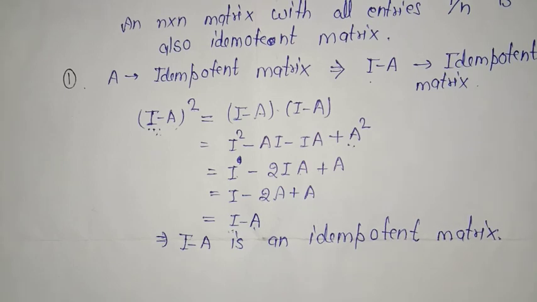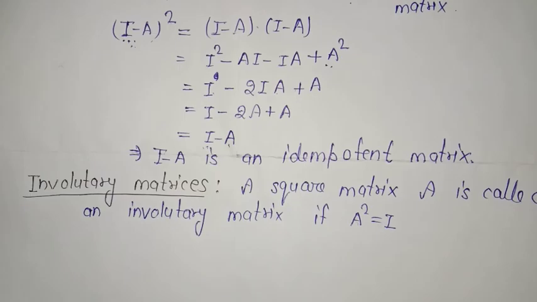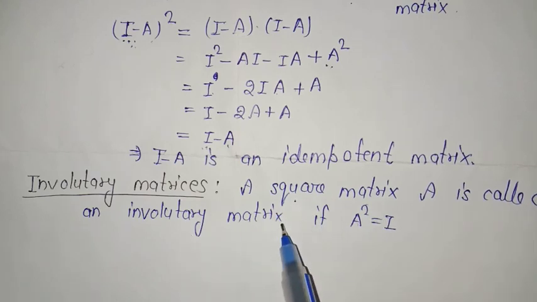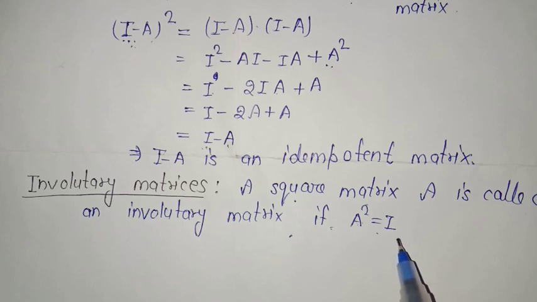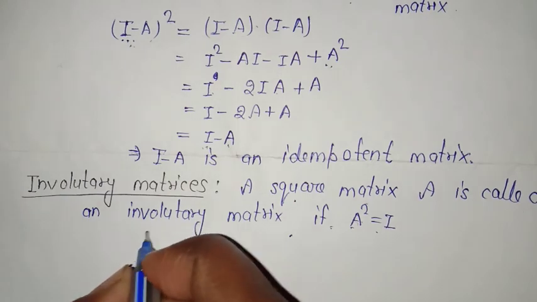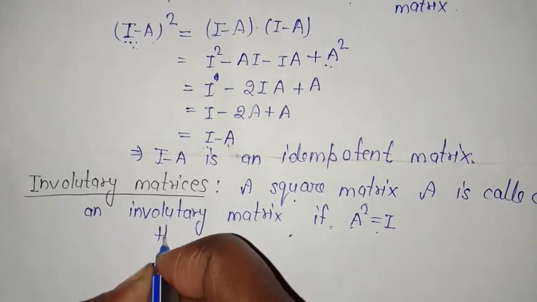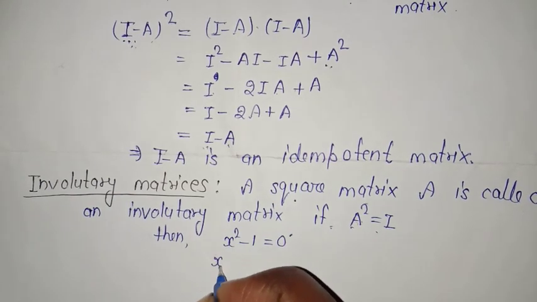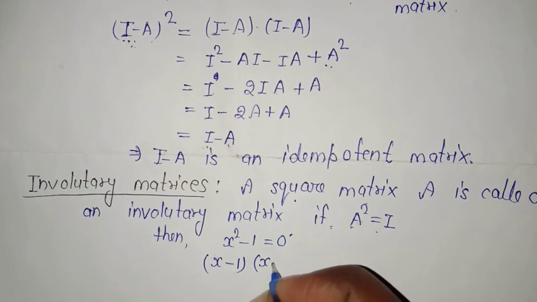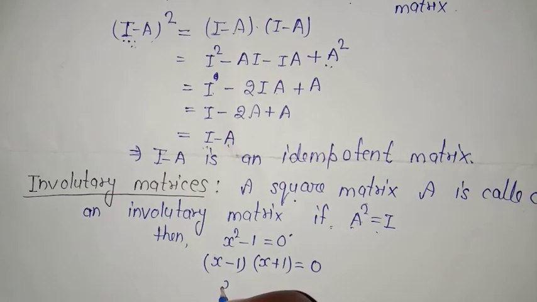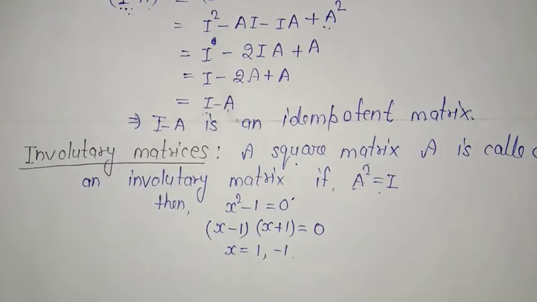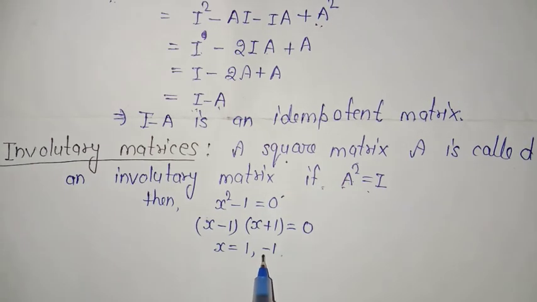Now I will discuss involutory matrices. The definition of involutory matrices is as follows. A square matrix A is called an involutory matrix if A square equals the identity matrix. This time if we want to calculate the eigenvalues of this matrix, we have to write the characteristic equation, x square minus 1 equals 0. And if we write the eigenvalues of this matrix, x equals 1 comma minus 1. So two eigenvalues of involutory matrices are possible, that is 1 and minus 1.